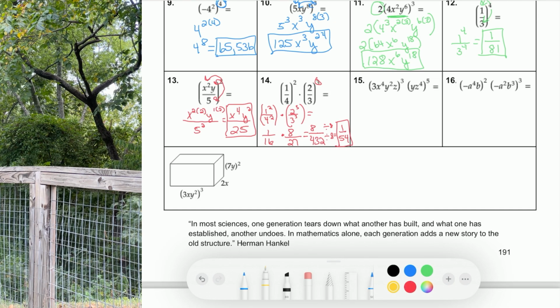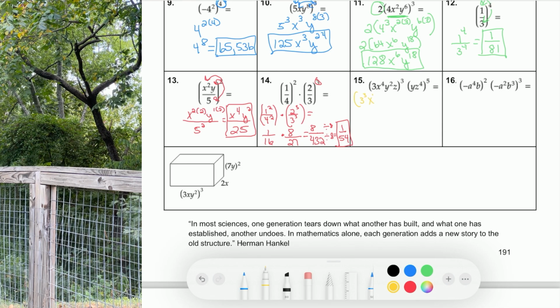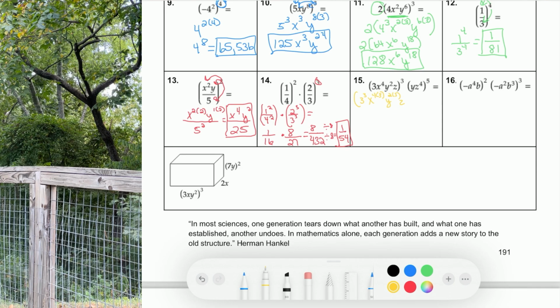I have two groups of parentheses here. Before I combine my parentheses with the product rule, I need to use the power rule and then use the product rule. So I'm going to distribute my power of 3 to everything within here. So I end up with 3 to the power of 3, x to the power of 4 times 3, y to the power of 2 times 3, z to the power of 3.